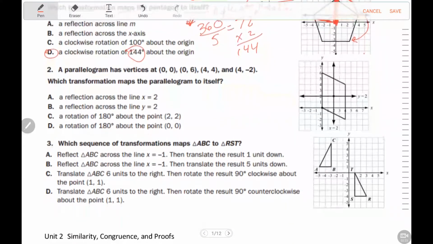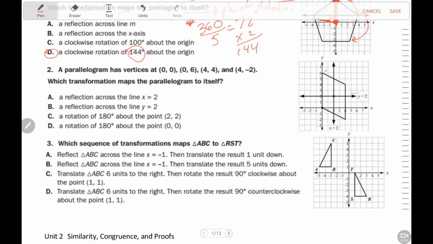Number 2. A parallelogram has vertices at and so on. Which transformation maps the parallelogram onto itself? I can already kind of see a reflection across this line won't work because it would map this point up here. You'd basically get something like this, if you reflected it that way. Same thing if you did it the other way across this line, you'd have that point there. So what's going on here is you're going to have some sort of rotation.